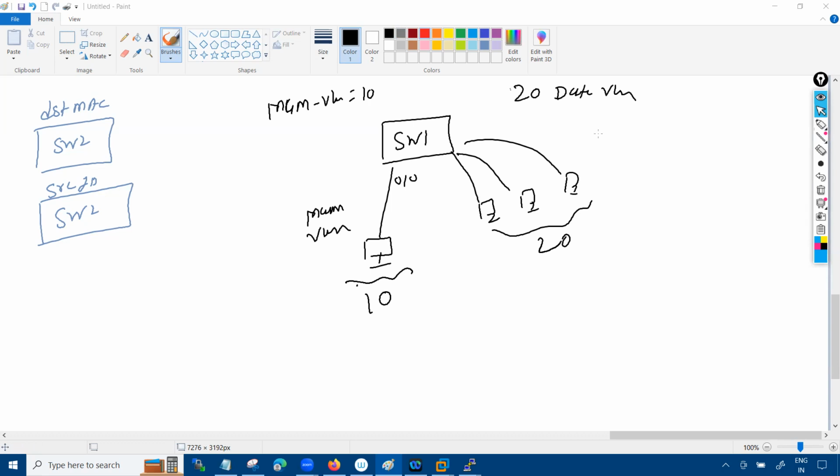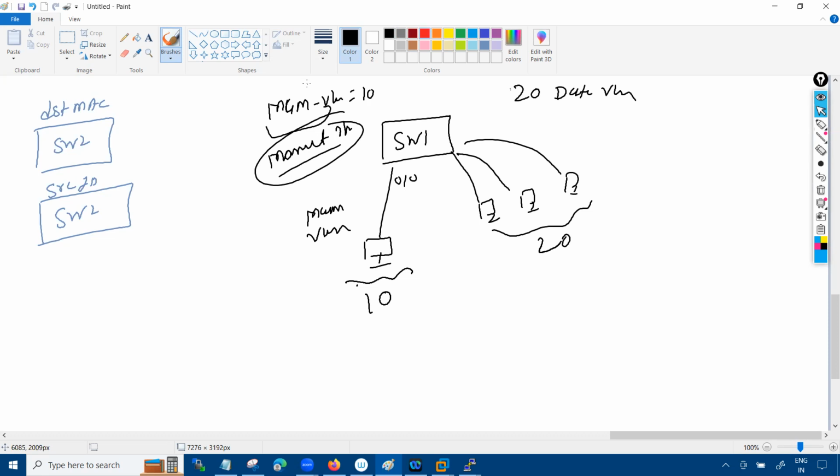What is the switch port? I don't understand your switch port concept. So management means what? You have to manage the network, right? That's the simple meaning. You have to manage the network.